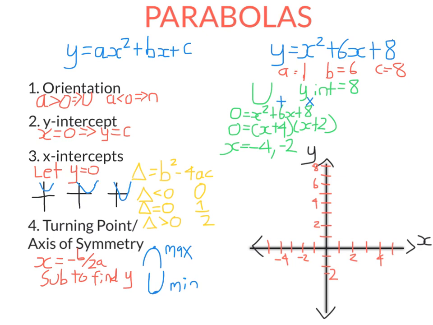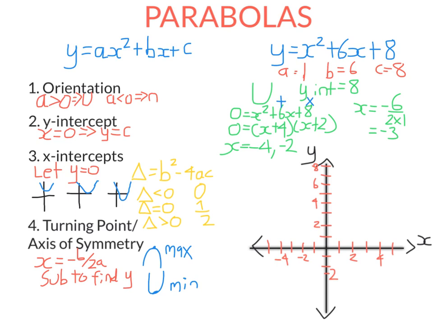Now we look at the fourth, which is the turning point or the axis of symmetry. So for that, we have x equals minus b over 2a, which gives us minus 3. So the axis of symmetry is x equals minus 3. The x-coordinate of the turning point is minus 3.